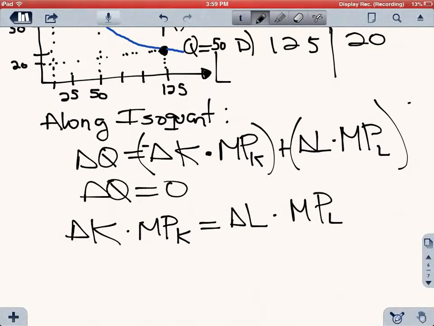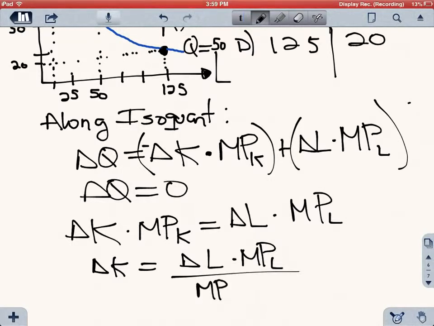And since what I want to do here is to focus on the slope of this curve, which is change in capital over change in labor, let's solve for that. So first of all, we're going to divide this by the marginal productivity of capital, so we're going to end up with change in capital equals change in labor times the marginal productivity of labor divided by the marginal productivity of capital.